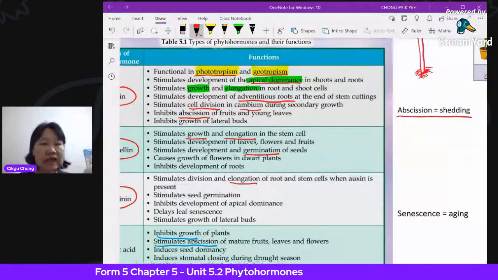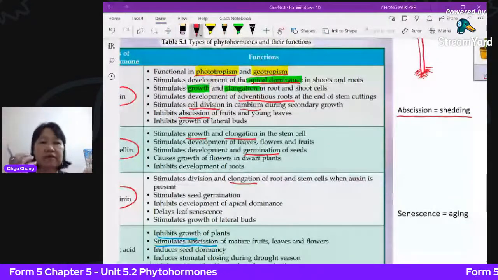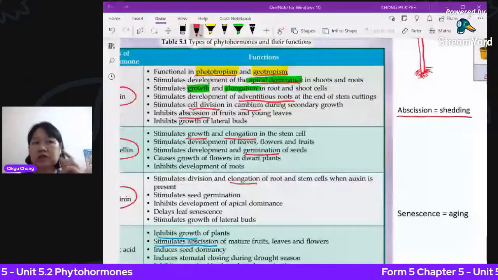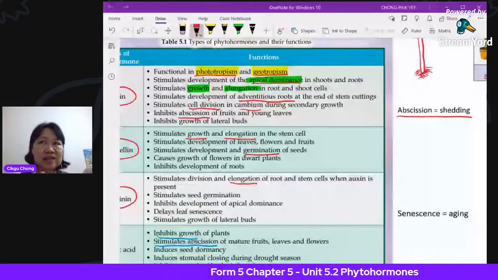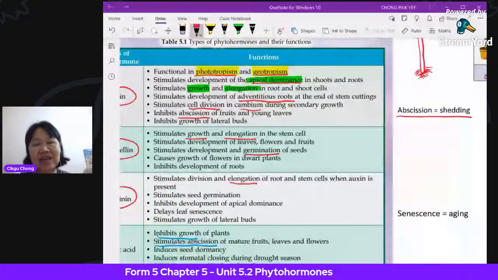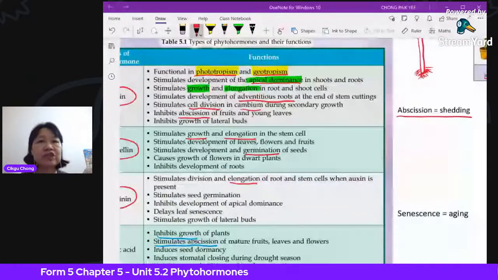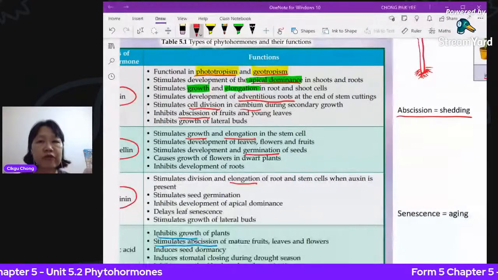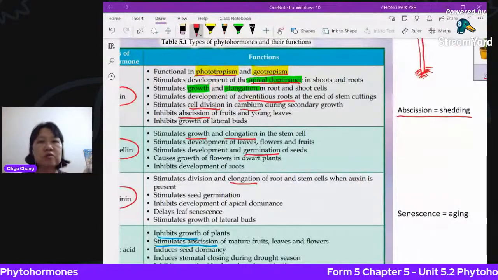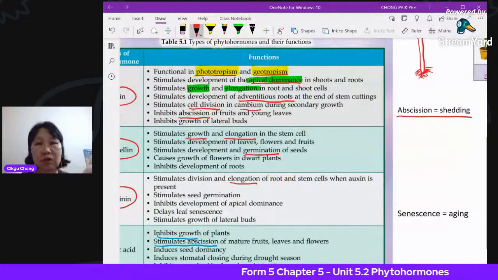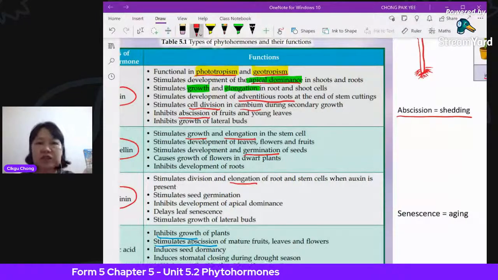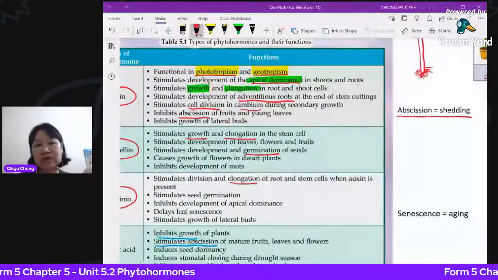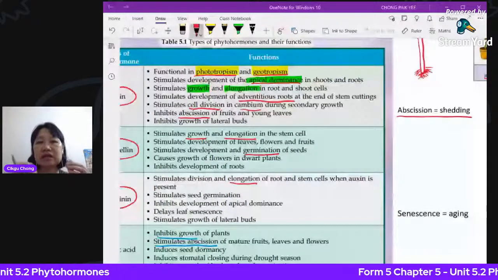Now the leaves drop because of the presence of a hormone. So this auxin is going to stop it. That means auxin doesn't want the plant to drop the leaves. So when you talk about auxin, it's actually promoting youth. You want to promote the plant to grow some more. You don't want all the negative things like the leaves dropping. So it's going to inhibit shedding.